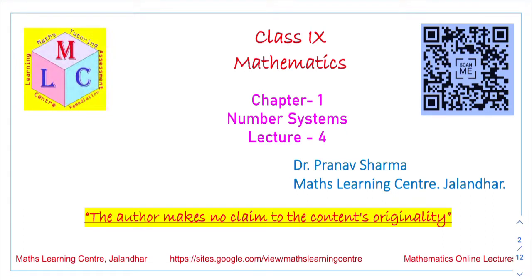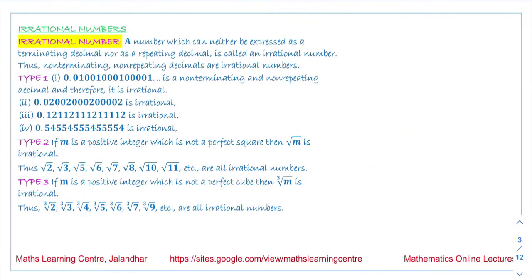We are going to start our fourth lecture of class 9th mathematics chapter 1, the number systems. In this lecture we will talk about the irrational numbers. Earlier we have studied natural numbers, whole numbers, integers and rational numbers. Now the next definition we have is the irrational numbers.